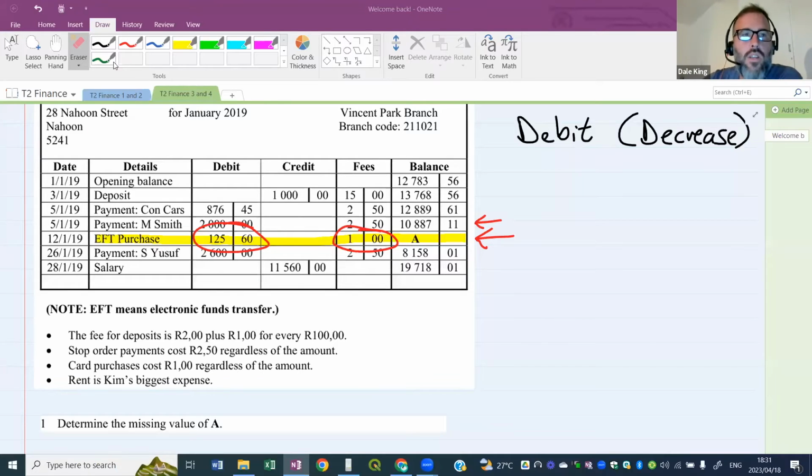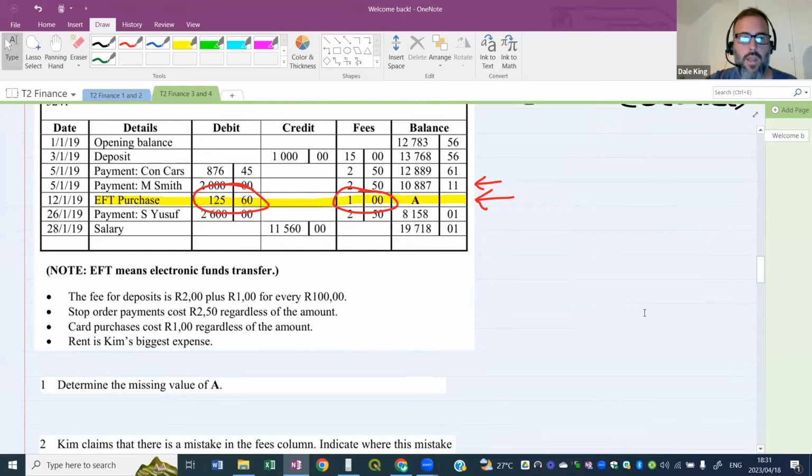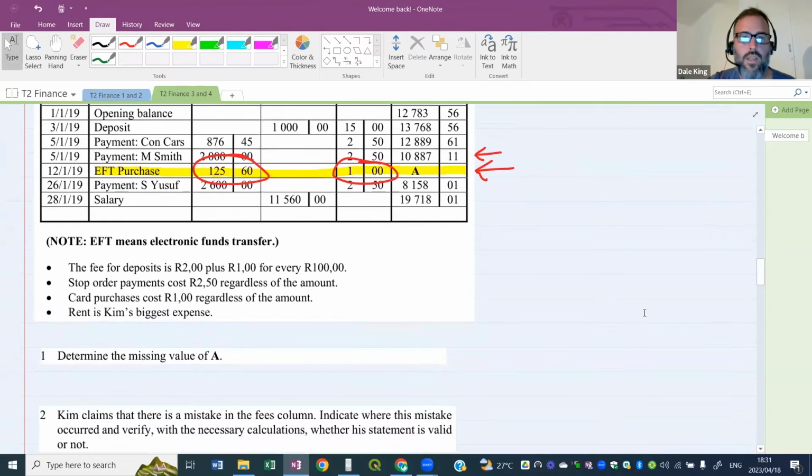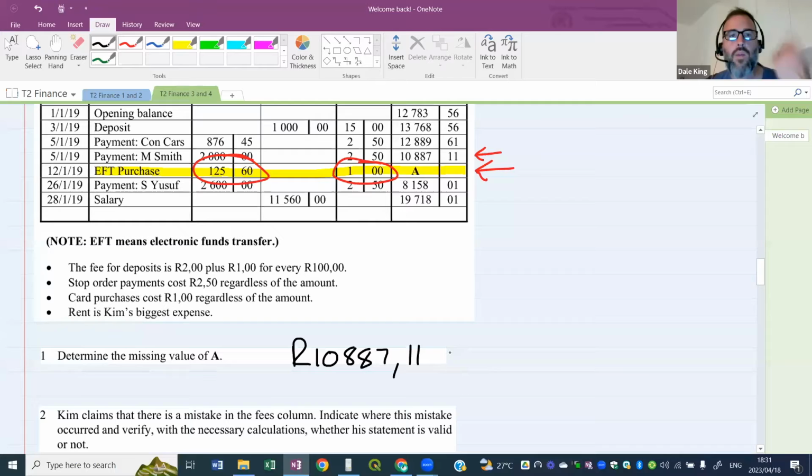Okay, so let's have a look at this one. Let me just go down a bit and create a bit of space. We're going to do this next to the question here. We want to know what is the new balance. So we've got to take the old balance. Here's the old balance. It's 10,887 Rand and 11 cents. And we're going to change it. Now we need to know how we're going to change this. An EFT purchase, because it's in the debit column and because it's a purchase, removes money from your bank account.